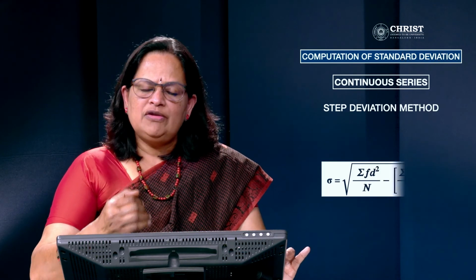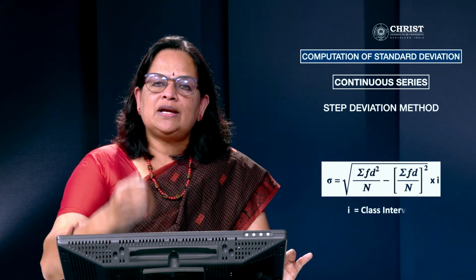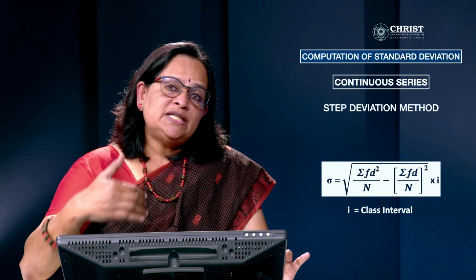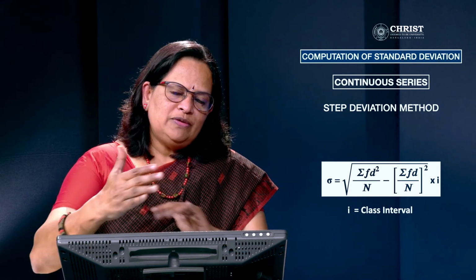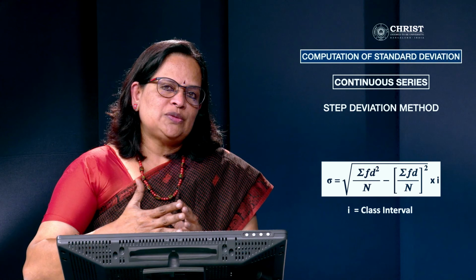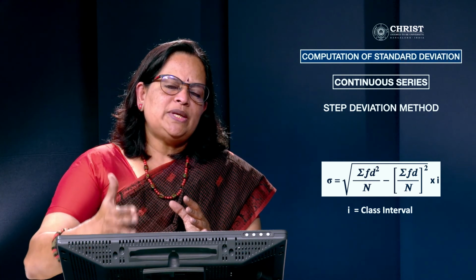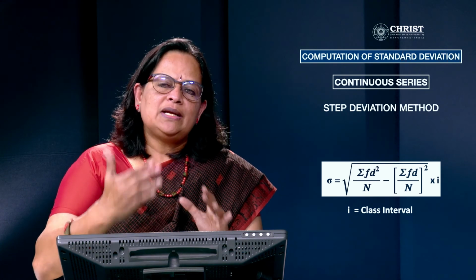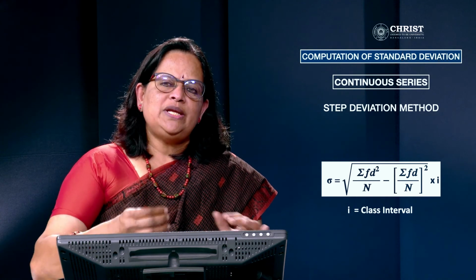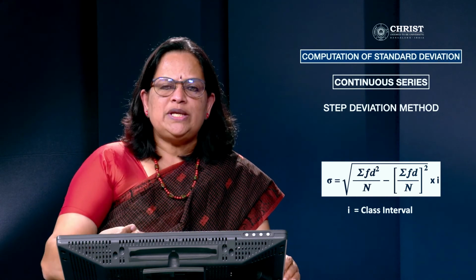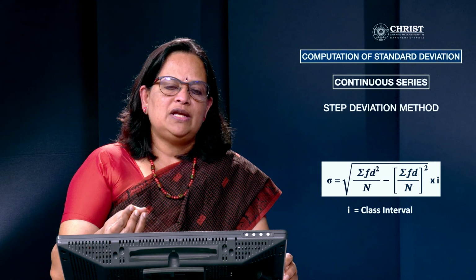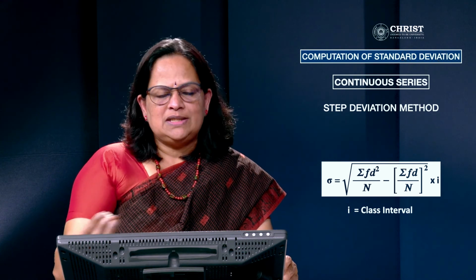Now for a continuous series, you have to remember that we are using the step deviation method itself, but here i will be the class interval. In a discrete series, it's the common factor, the difference between the x values, so either it can be 5, 10, 20, whatever the value. Whereas in a continuous series it is the class interval, 10 to 20, meaning 10 is the class interval. So here the i value will be the class interval.